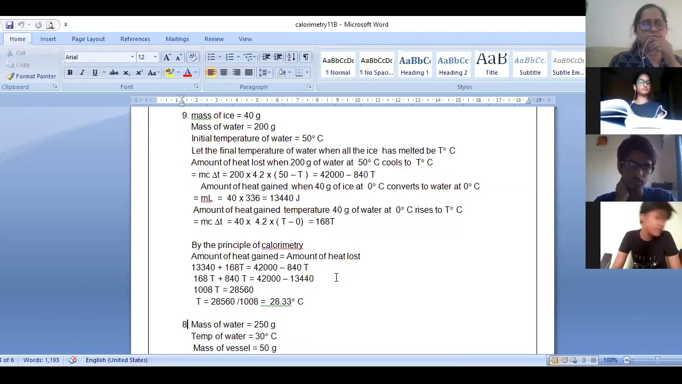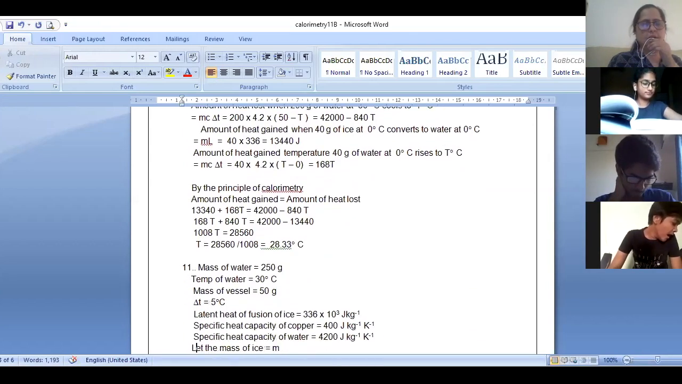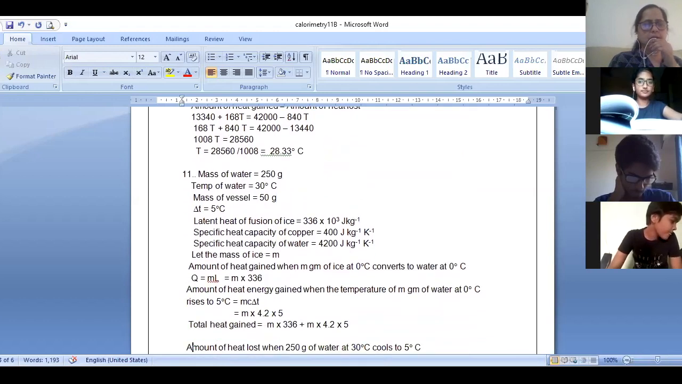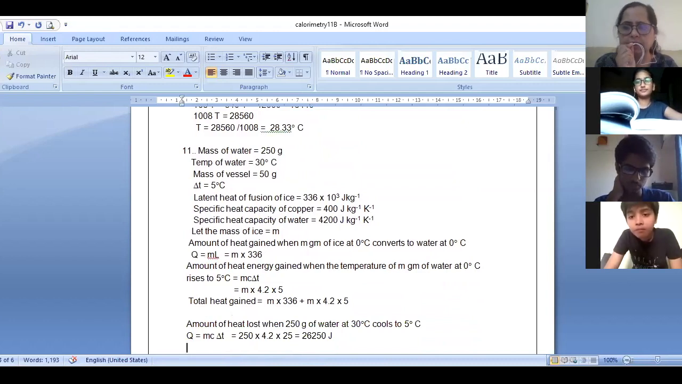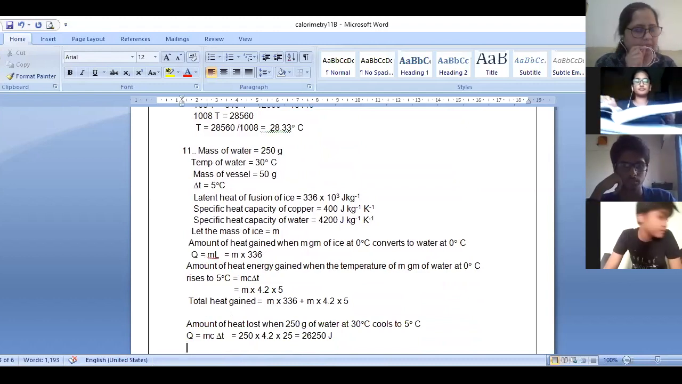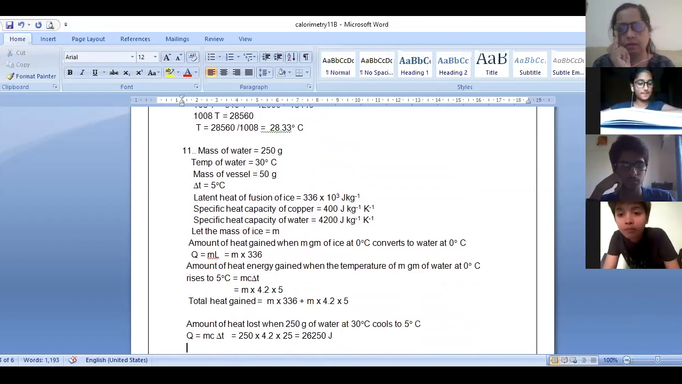Okay. This is a very good question, children. Please try to understand what is happening over here in this question. Now, 11th one. See, there is a copper vessel. Now, here they have mentioned the copper vessel. They mentioned it in the other sums also. But what is the difference? Yes, Rishabh?